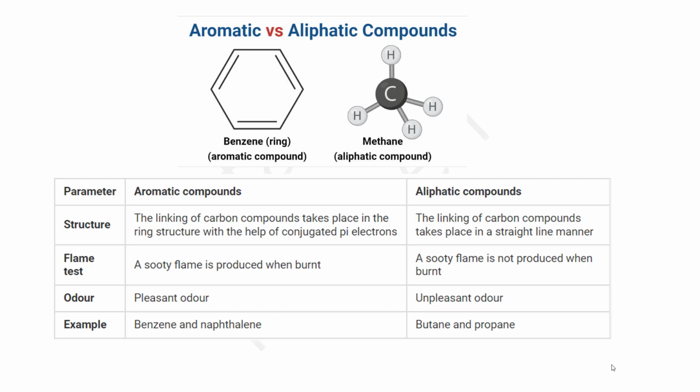Okay, aromatic compounds, they have pleasant odor. That's their name, right? Aroma. Aroma means good smell. They are the pleasant odor. Aliphatic, they have very unpleasant odor. In lab, all will be some dirty smell you can have in the lab. That is because of these only, the aliphatic compounds. Then example for aromatic compounds, benzene and naphthalene. And for aliphatic compounds, it is butane and propane.